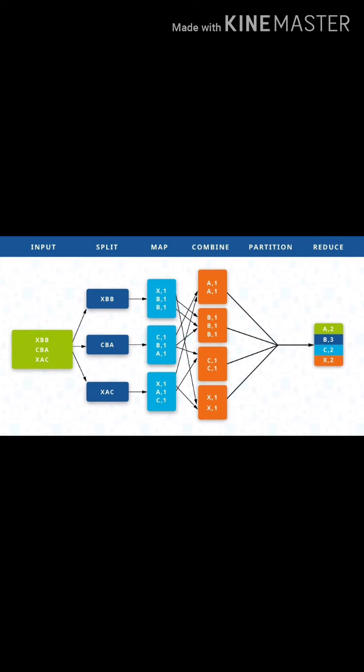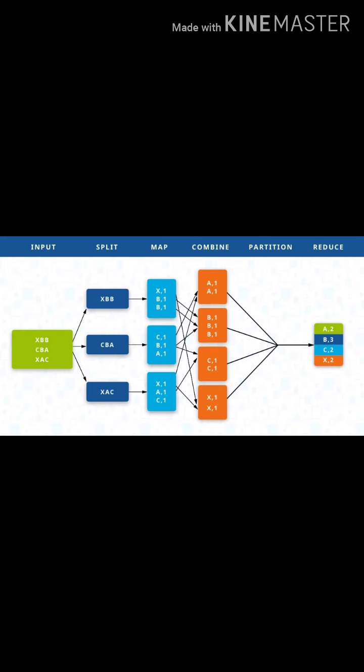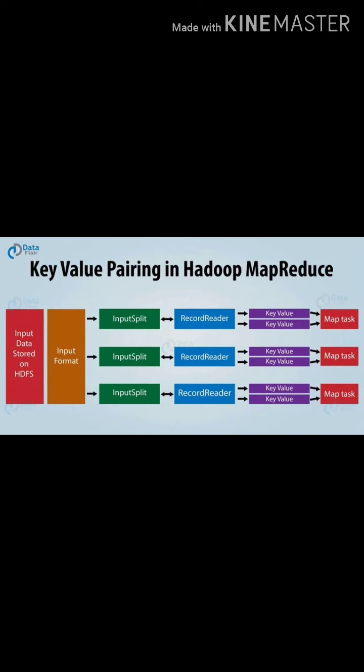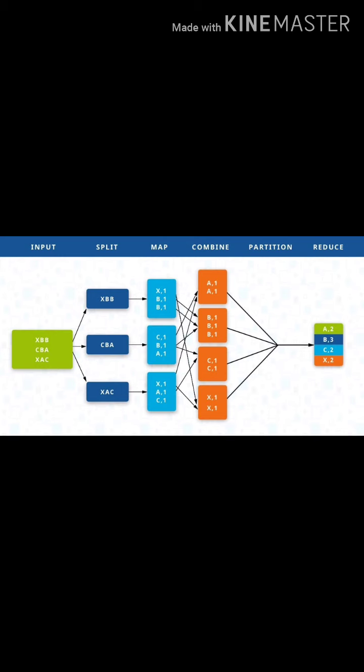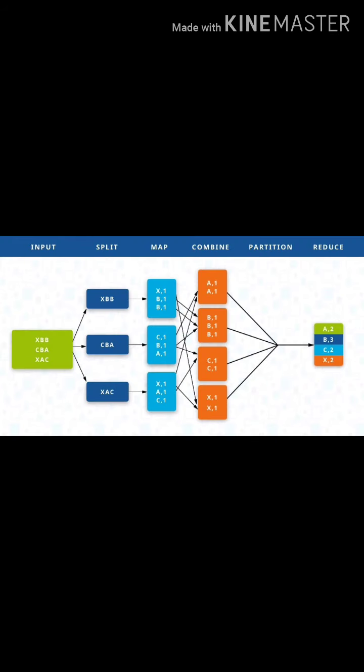is controlled by two types of entity called job tracker and multiple task trackers. That is, job tracker is the master and the slaves are multiple task trackers. So for every job submitted for execution in the system, there is one job tracker that resides on the name node, and there are multiple task tracker slaves which reside on the data nodes.